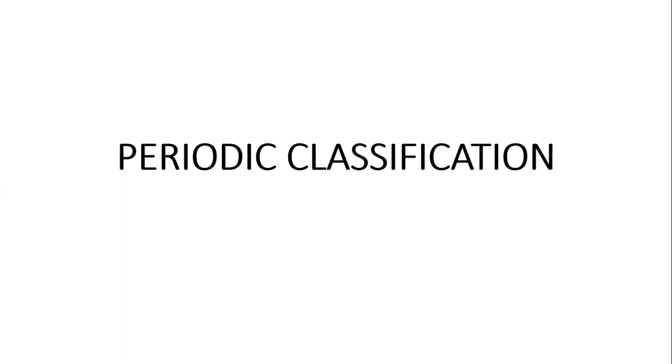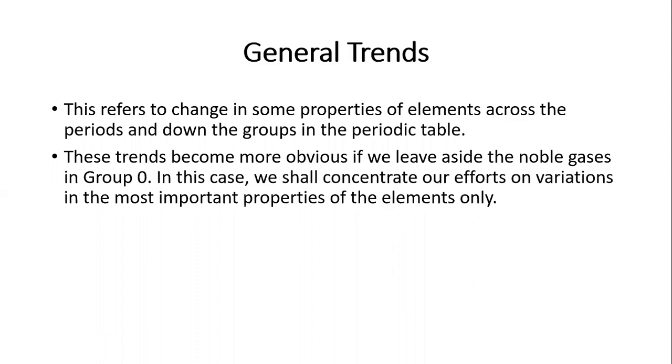Our topic is periodic classification, and today let's discuss the general trends. Now let's see the concept of general trends. General trends refer to the change in some properties of elements across the periods and down the groups in the periodic table, as we've classified the first 20 elements in the periodic table.